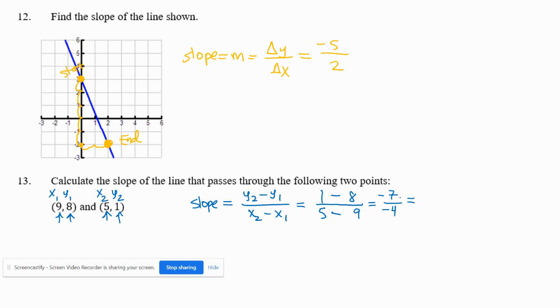And then 7 over 4 can't be simplified any further, but a negative divided by negative will end up giving us a +7/4. So our slope, our final answer, is going to be slope m equals +7/4.